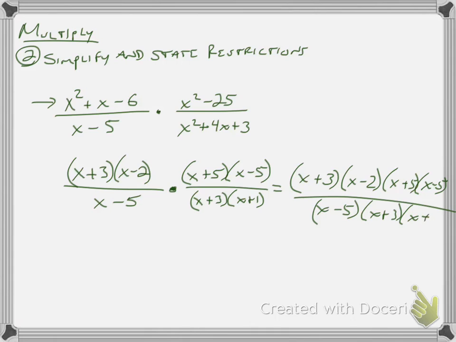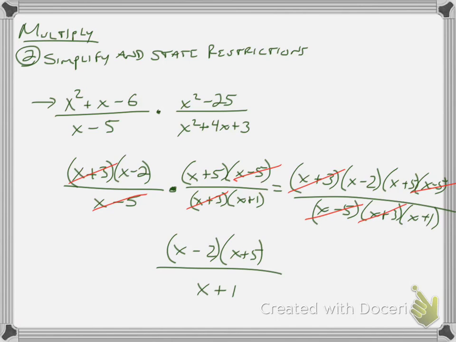And then what's in the numerator can cancel out with something in the denominator. I have x minus 5 and x minus 5. And if you notice, I have an x plus 3 and x plus 3. But notice I could have done that here. X plus 3, x plus 3. X minus 5, x minus 5. And then nothing else cancels out. Smush them together. X minus 2 times x plus 5 all over x plus 1.